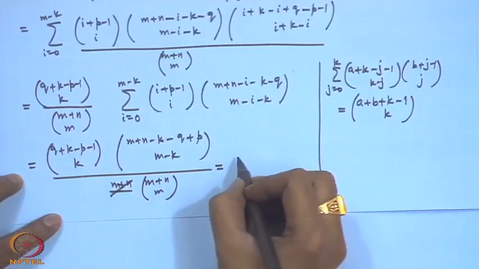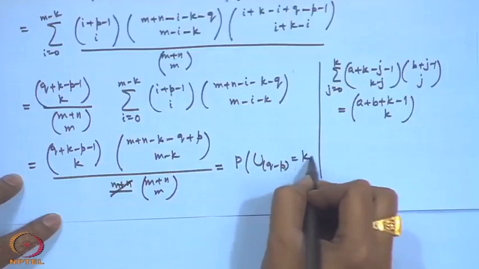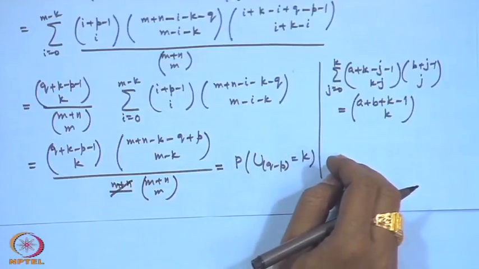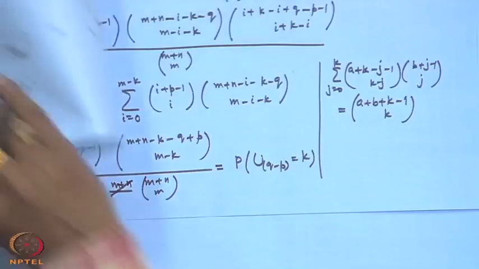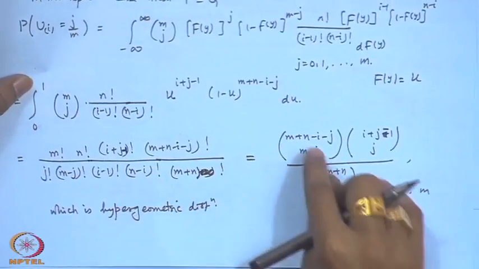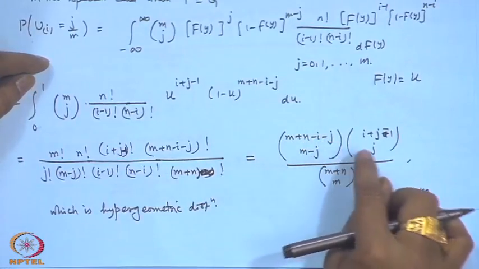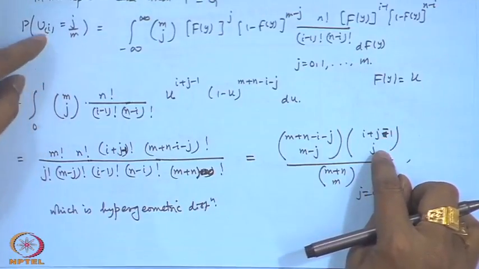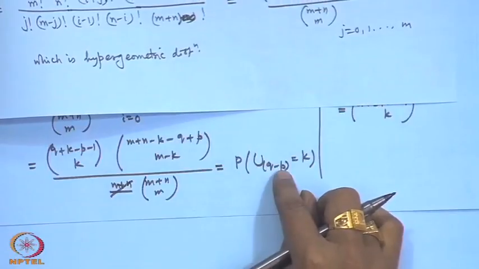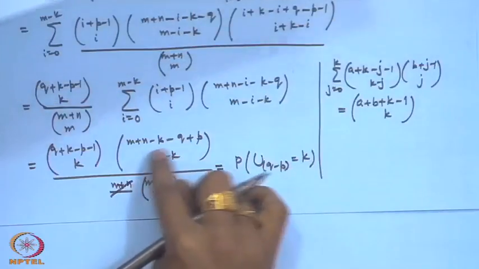But if you see, this is also the probability of u q minus p is equal to k. We can look at the distribution that I derived for u I here, that is, the probability that u I is equal to j by m is equal to m plus n minus I minus j c m minus j, I plus j minus 1 c j. So, here if I put I is equal to q minus p and j is equal to k, then I get exactly this quantity.